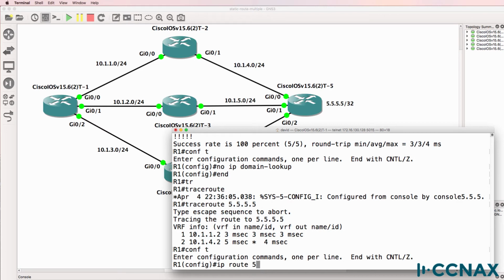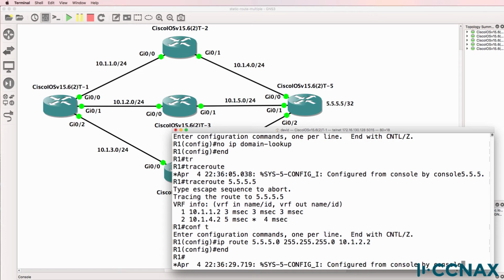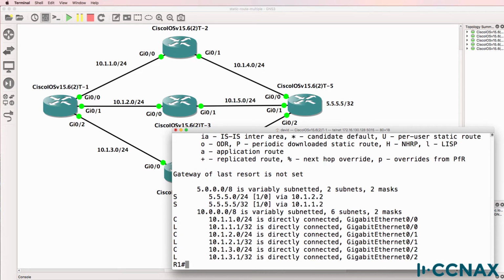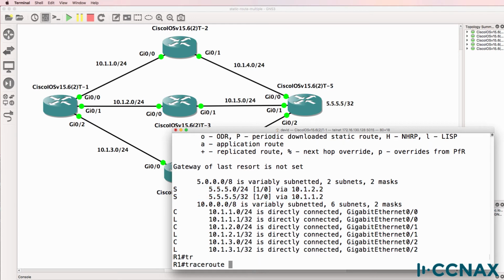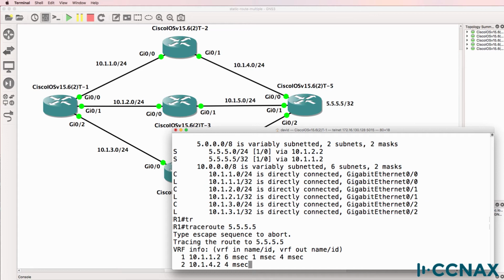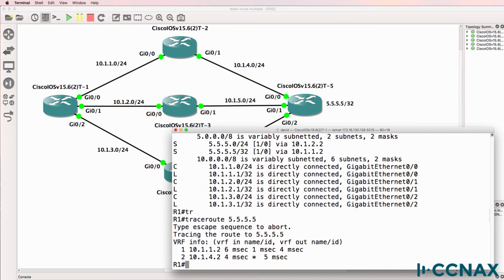What happens if I configure a static route like this and point it to router 3? Which way will the traffic go? So let's have a look at the routing table. Show IP route shows us two entries in the routing table. There are two ways to get to the loopback of router 5. So if I trace to that loopback, notice it's still going via router 2. In other words, it's going to 10.1.1.2. And the reason for that is because this entry is more specific than this entry.